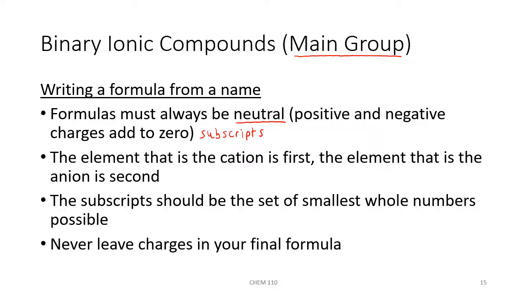The cation is listed first, the anion is listed second, and the subscripts that we write should always be the smallest set of whole numbers possible. It is possible that you could have to simplify at the end. And never, never, never, never leave any charges in your final formula. It's okay if you write some charges on your ions while you are figuring out what the formula is, but do not leave them in the final formula that is your answer. Otherwise, it will be wrong.